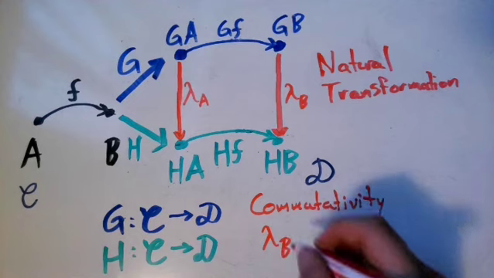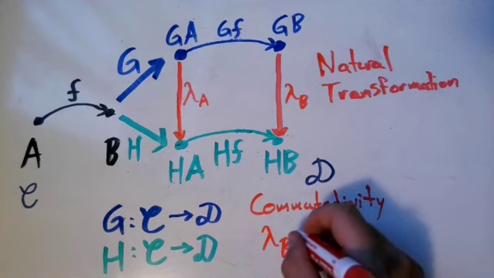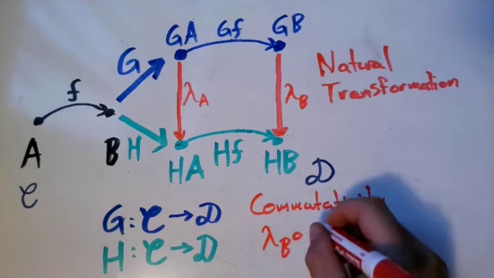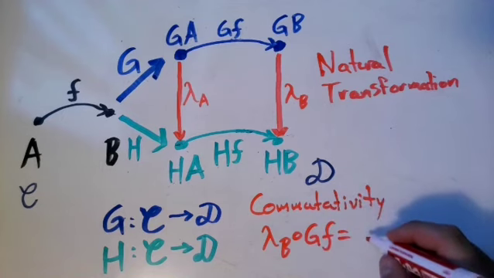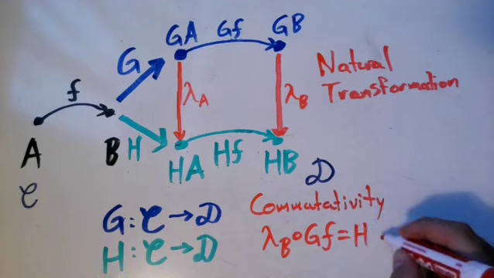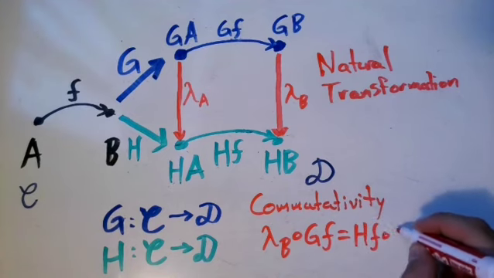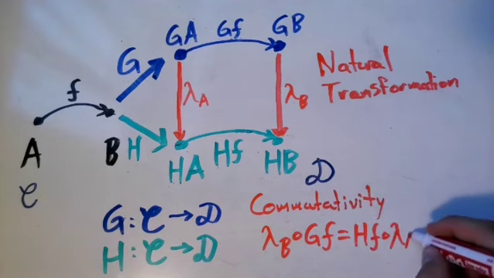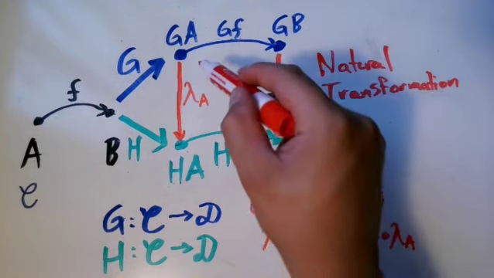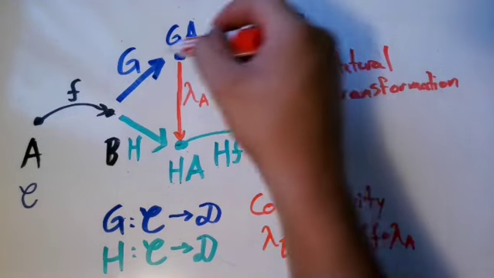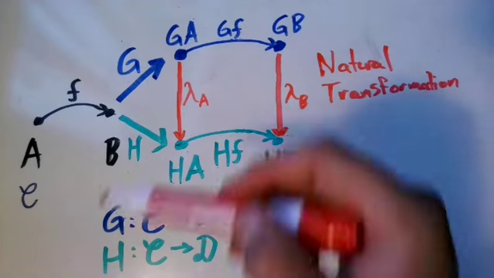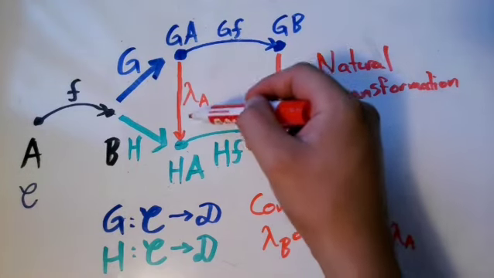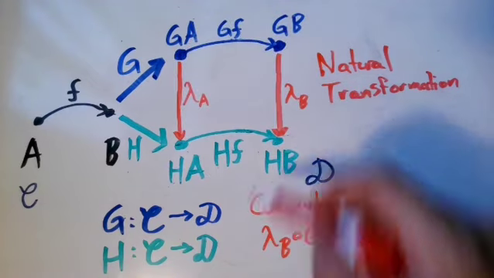Lambda of B after G of F is equal to H of F after lambda A. So we can see that lambda B after G of F, following this chain, is the same as H of F after lambda A, which is following this chain.